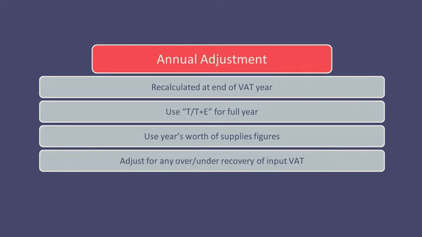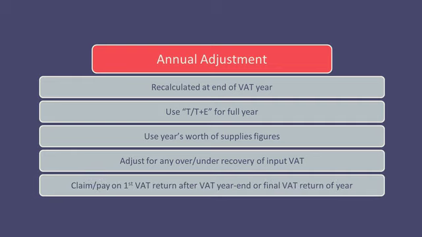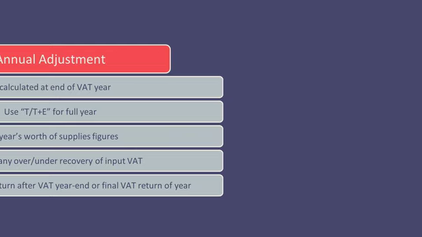Any over or under recovery of input VAT during the year is adjusted for in the first VAT return after the end of the VAT year. Alternatively, the business can bring that forward to the final VAT return of the year, which would be advantageous if a repayment was due from HMRC.